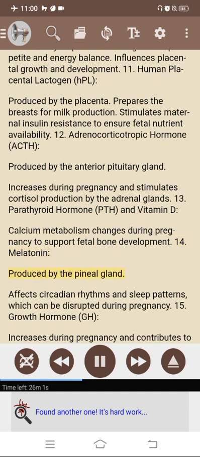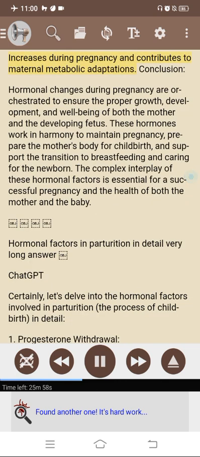14. Melatonin. Produced by the pineal gland. Affects circadian rhythms and sleep patterns, which can be disrupted during pregnancy. 15. Growth hormone, GH. Increases during pregnancy and contributes to maternal metabolic adaptations.